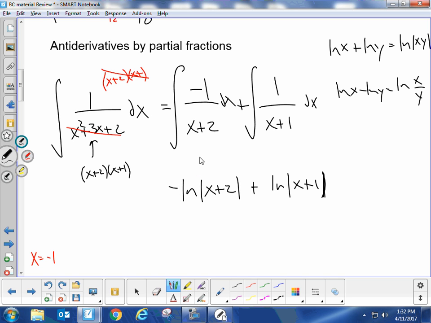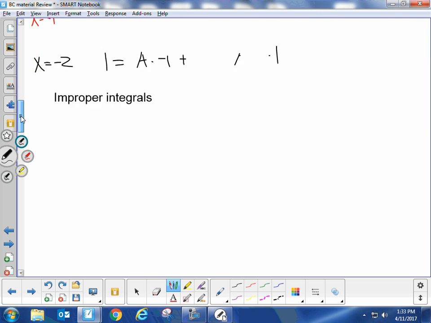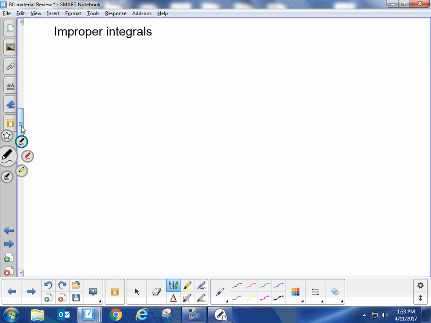You can either say this is x plus 2 to the negative first, which is 1 over x plus 2, and then you can multiply it. Either way, you can figure out that this is log of x plus 1 over x plus 2 plus a C. Okay, so that would be a way to take the antiderivative of this, and we got it. So that's partial fractions. Finally, improper integrals.